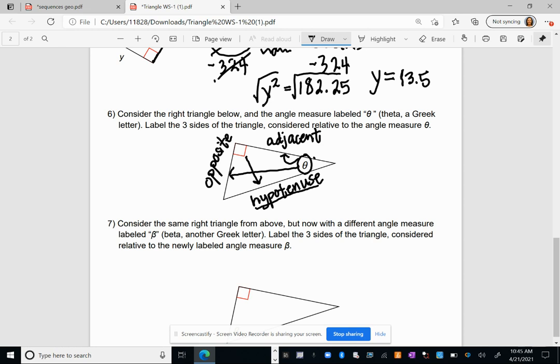All right, last one. Same problem, except instead of using this Greek letter theta, they use beta. It's just like a variable, x, y, w, okay? They're just using some Greek letters. So it says, now do the same thing based on this angle. So maybe let's do the hypotenuse first. This has to be the hypotenuse. That's all it can be. This is your hypotenuse.